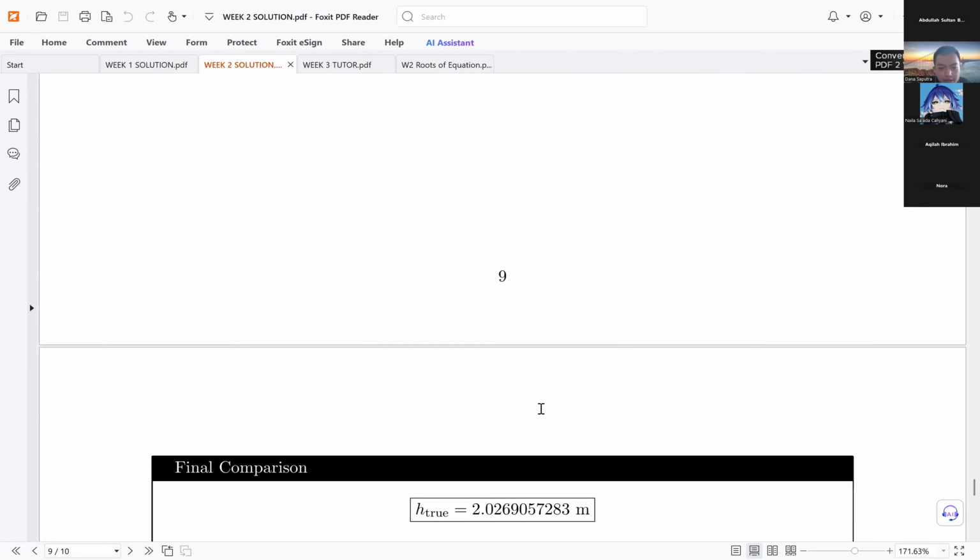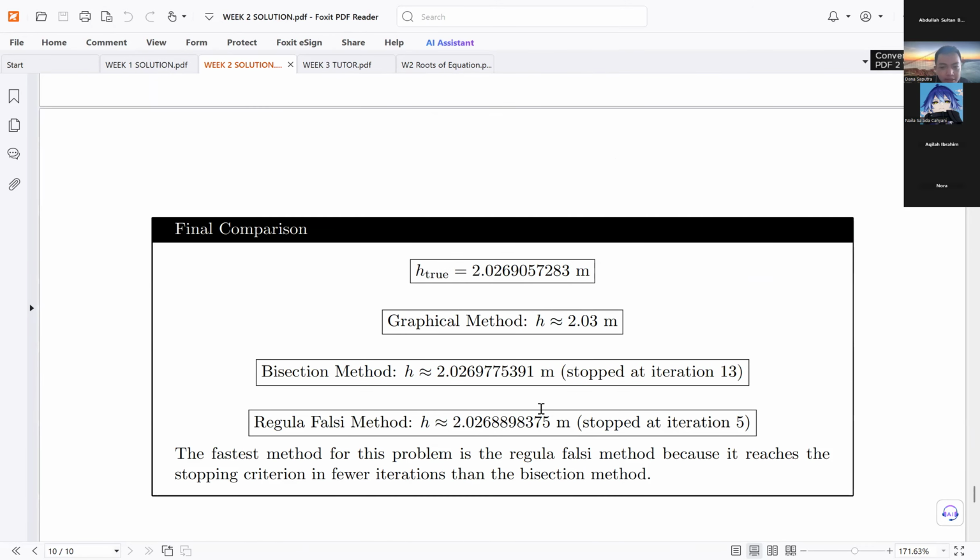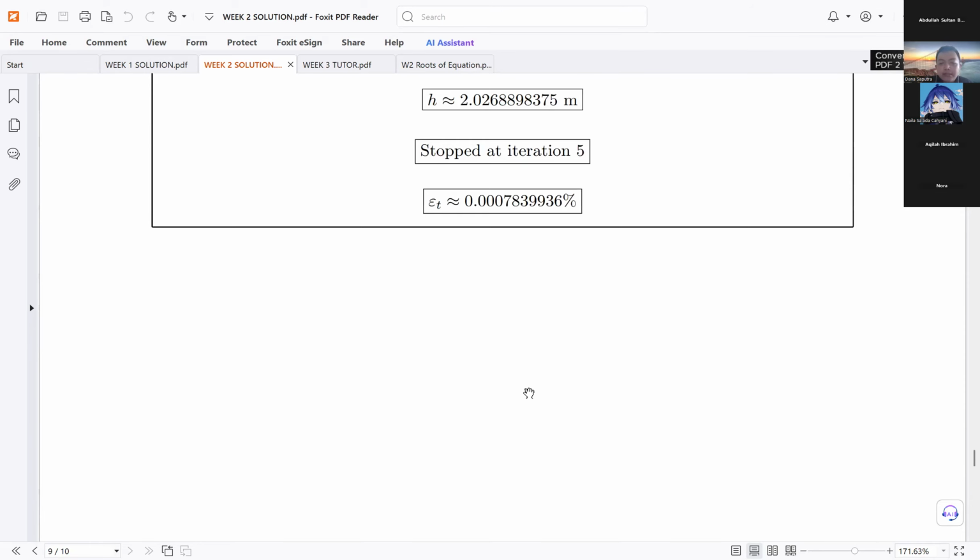So the conclusion is, for the graphical method, we estimated h is 2.03 meter, for the bisection method it is 2.0269 meter, and for the regula falsi method 2.0268 meter, and it stops at iteration 5. So the fastest method for this problem is the regula falsi. Okay, any questions?